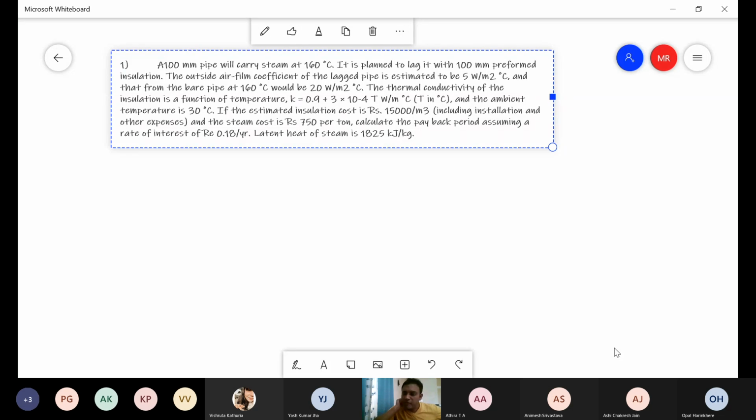I have just copied this problem from the tutorial sheet, and therefore at several places the superscripts are not appearing correctly, but you can directly see the tutorial sheet which is there in MS Teams. There it is correctly written. Is it okay to everyone?